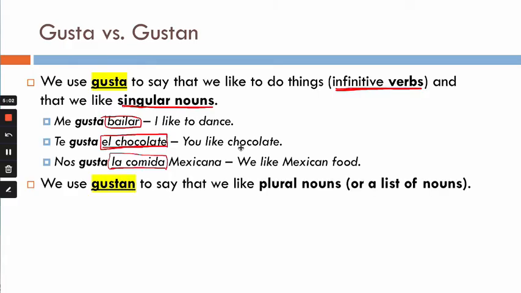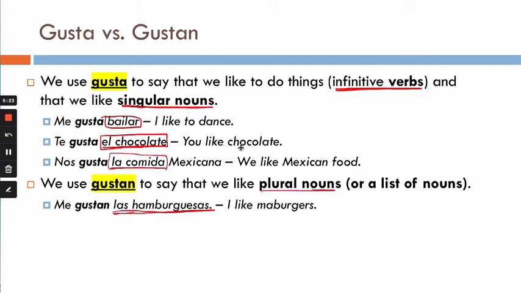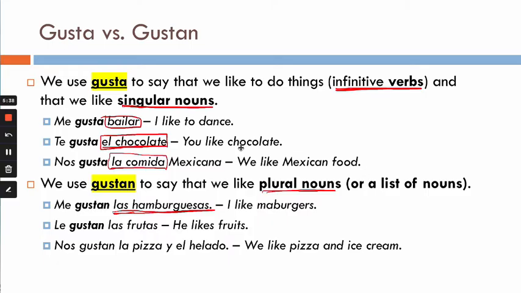We will use gustan to say that we like plural nouns or a list of singular nouns. So me gustan las hamburguesas. Las hamburguesas is a plural noun. I'm sorry for my typo there. It looks like I got an autocorrect. It should be hamburgers, not ma burgers. Me gustan las hamburguesas. I like hamburgers. Le gustan las frutas. He likes fruits. Las frutas is another plural noun.